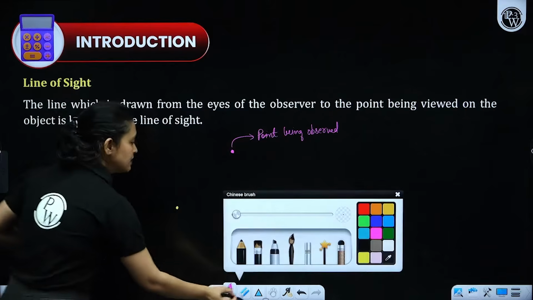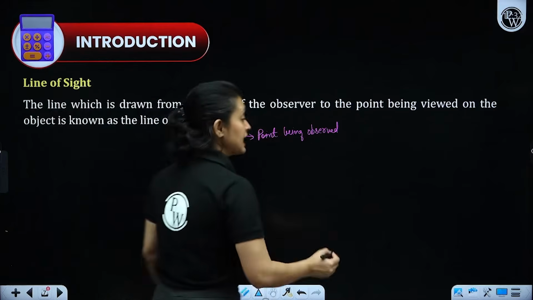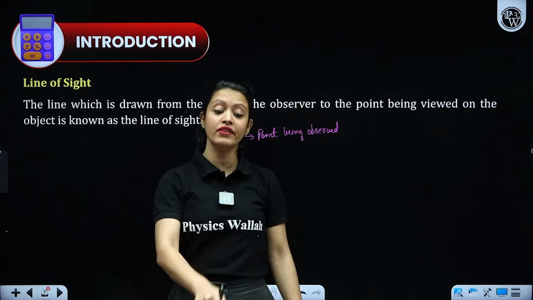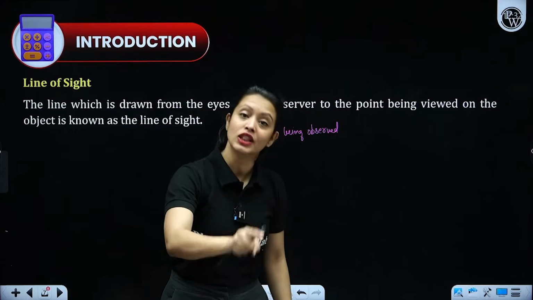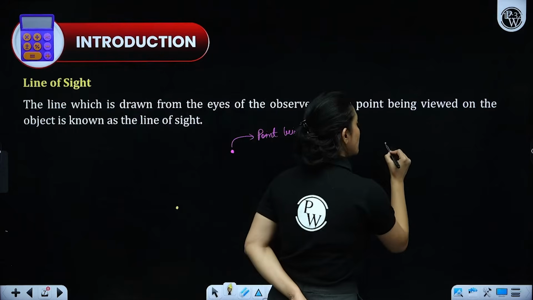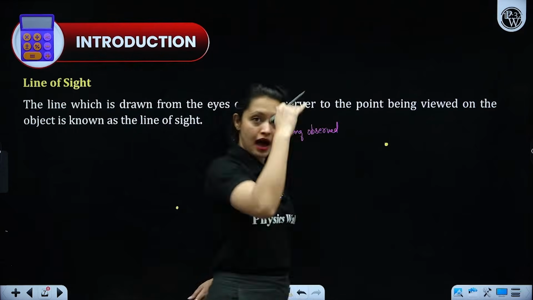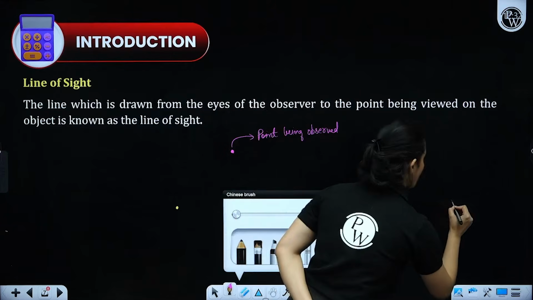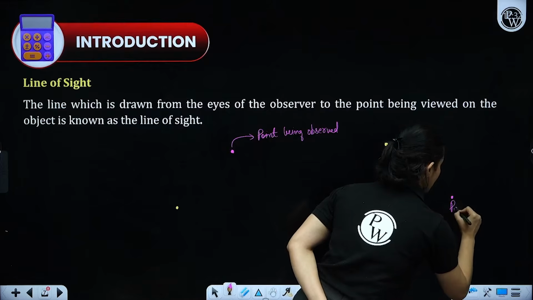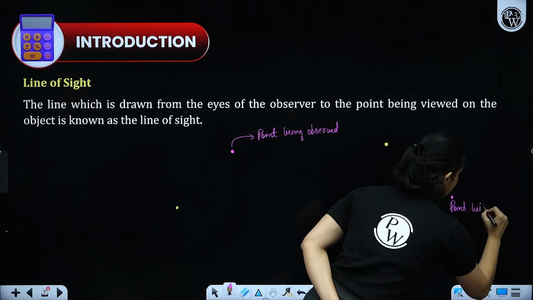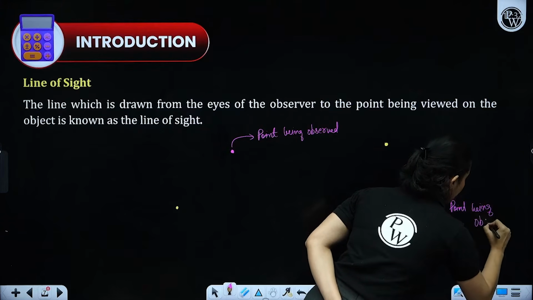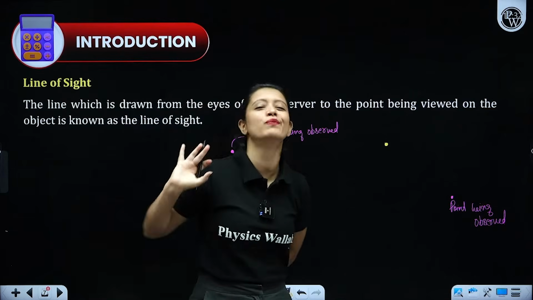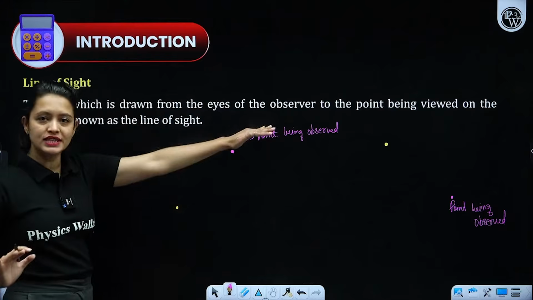No, right? Sometimes what could happen is, let's suppose I'm standing on a building and I'm observing a car on the ground. There my point of observation would be up, while the point being observed would be down. Why am I calling this a point? Because to make our work easier, we consider all of these things as points. So we have two scenarios.